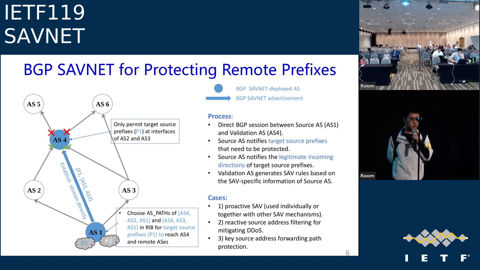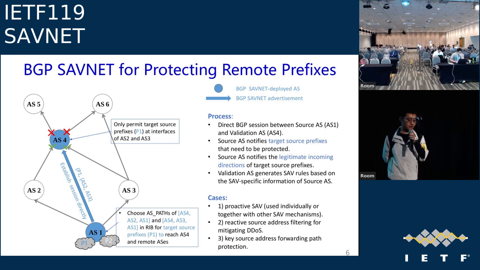The solution can also be used for protecting remote prefixes besides the internal prefixes. Here, in the example, we deploy the solution on AS1 and AS4. And in the example, AS4 will conduct a source address validation, so we named it the validation AS. And AS1 is named the source AS. It means the prefix of AS1 will be protected.